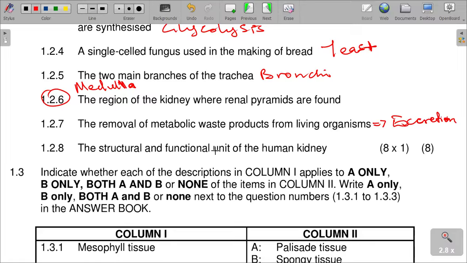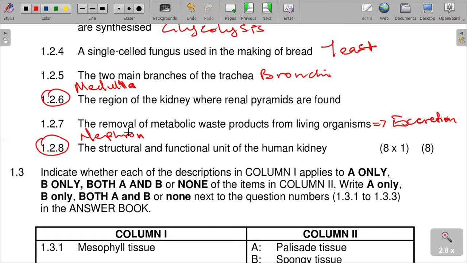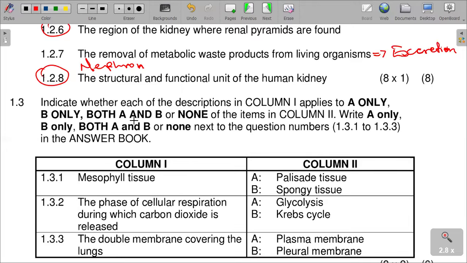The structural and functional unit of the human kidney is the nephron. That is correct. So I'm sure again we can go together and confirm that these are the correct biological terms for the statements that we have in this paper.